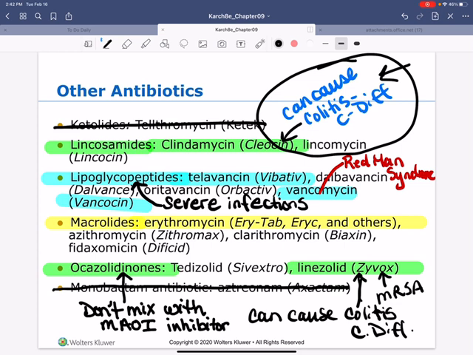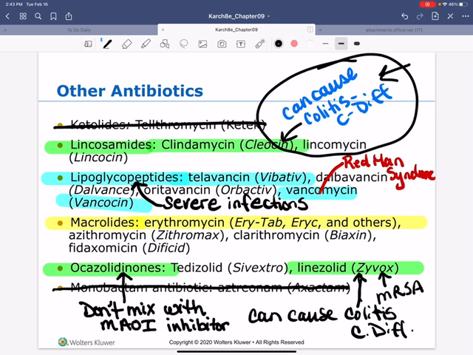Vancomycin and telavancin are for severe infections again. So whether it's for C. diff or MRSA, that's an indication for it. Know that it can cause red man syndrome. So you get a flushed face, tachycardia, and blood pressure goes up. So definitely read about that. Your macrolides, like erythromycin, can cause a lot of GI issues.